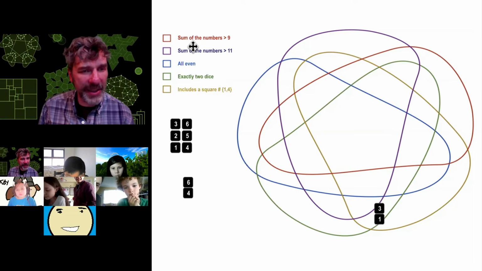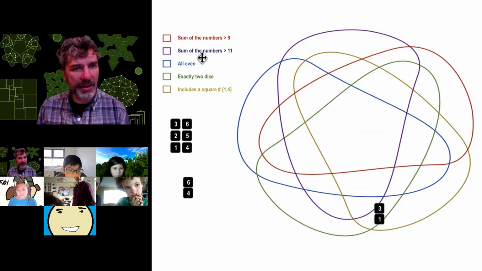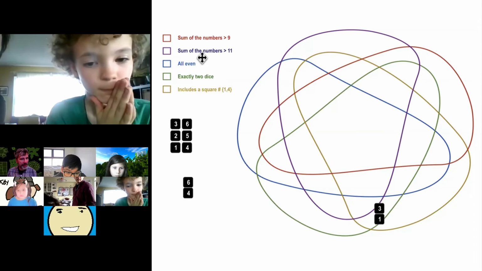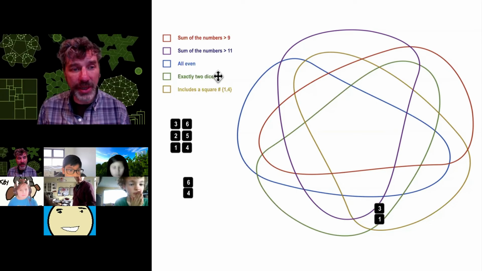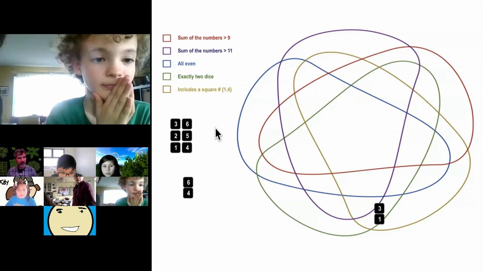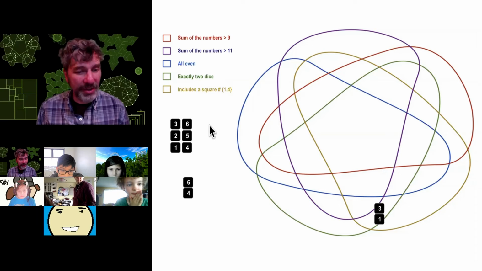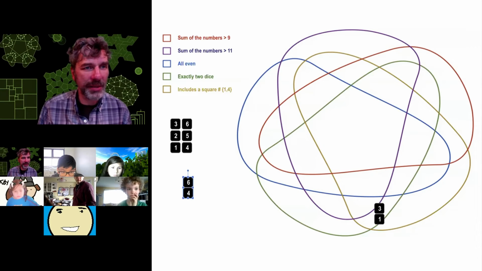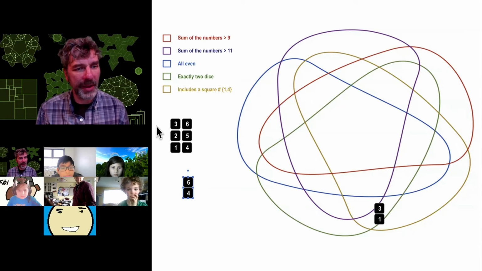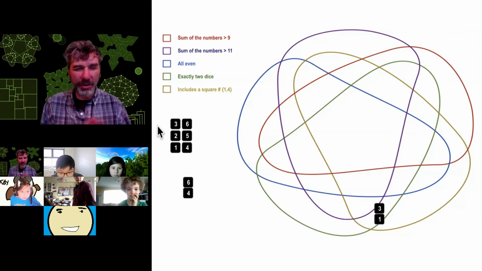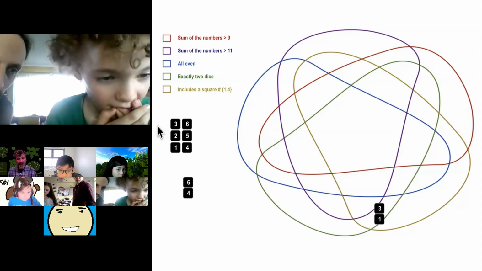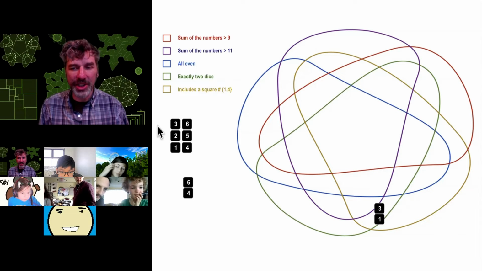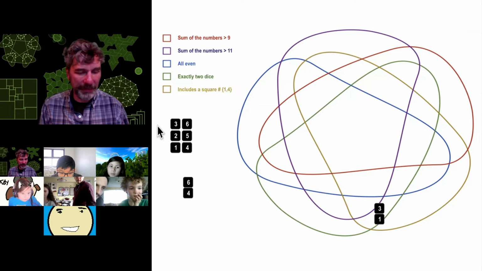Yeah, it's definitely inside the red region. The sum of the numbers is more than 11. All are even. Yes. Exactly 2 dice. Yeah. Includes a square number. Yeah. So where do you think it goes? I am going to take these numbers, group them together, and you can now drag them to wherever you think it might go on this diagram. It has to be inside all of those crazy shapes except the purple.